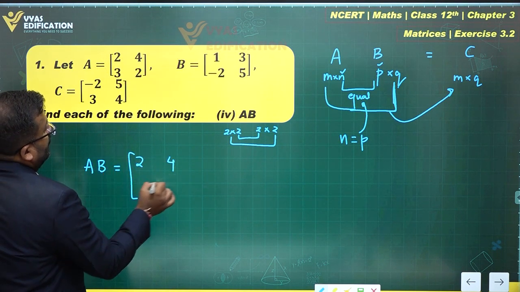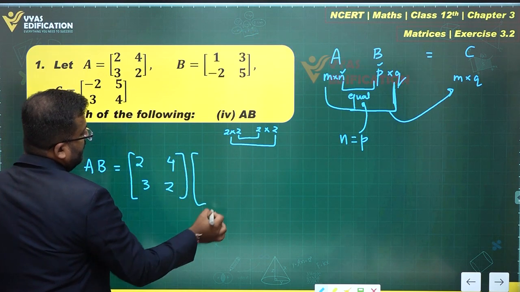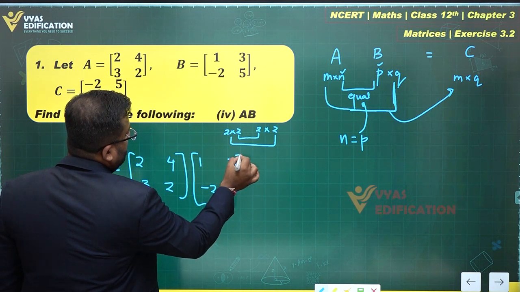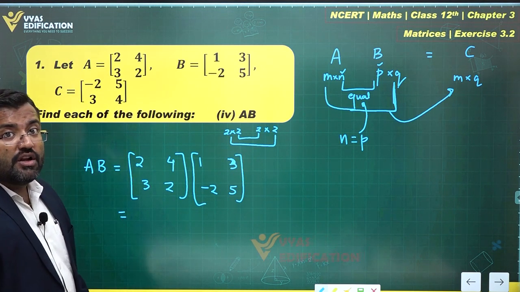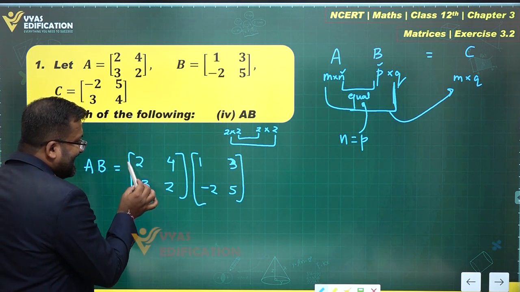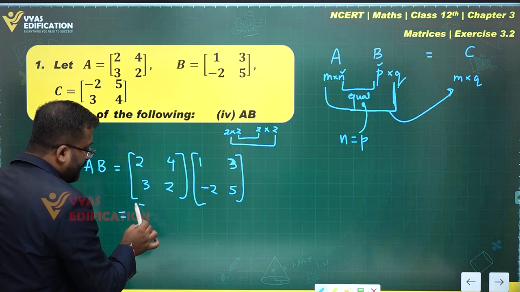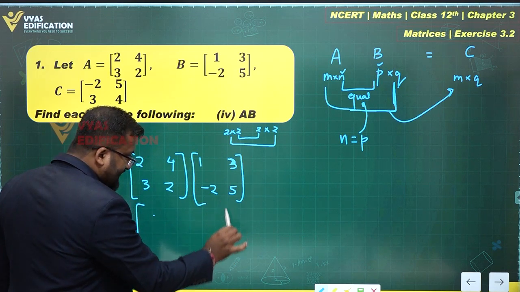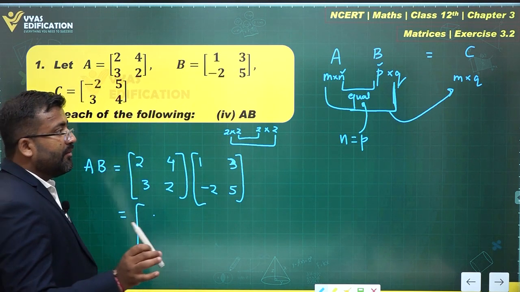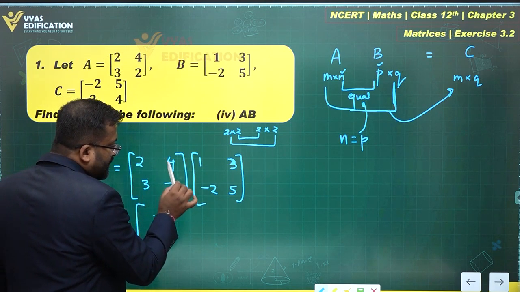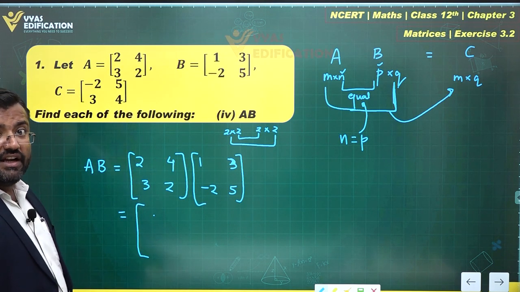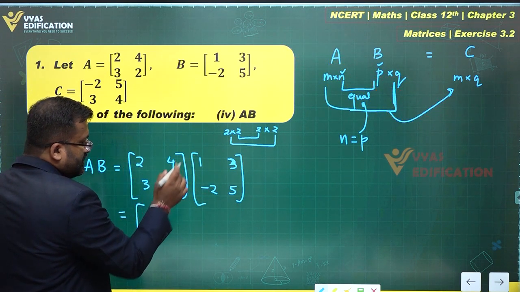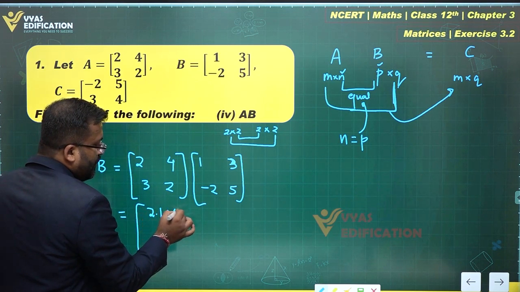Let's write this 2, 4, 3, 2 multiplied with 1, 3, minus 2, 5. We study row by column multiplication, and row by column multiplication implies that the first row gets multiplied with the first column to give us the first element of the product. The element in the first row and second column is obtained by multiplying the first row with the second column, right, and adding the corresponding terms. So let's do it. This is first row, first column.